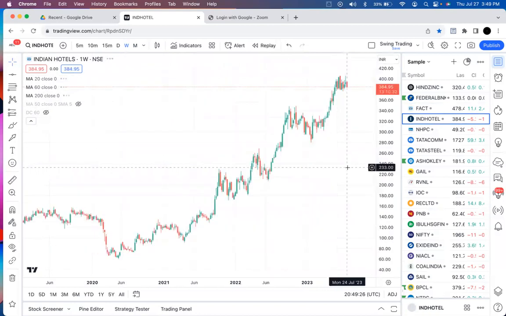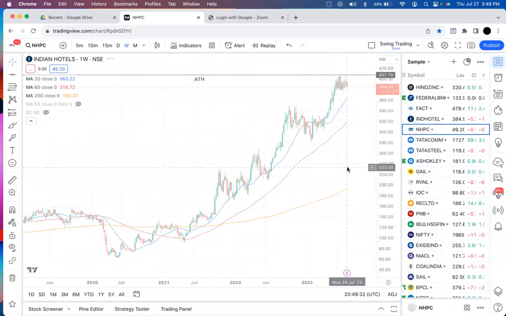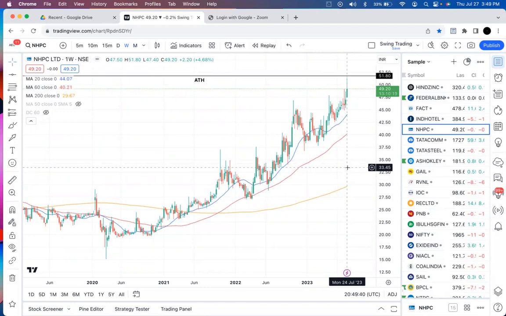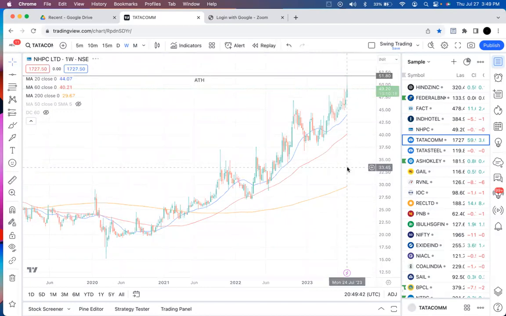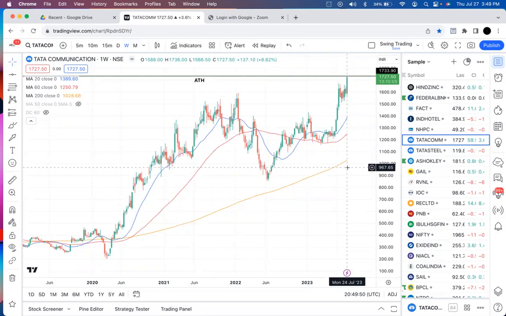All right. And Indian Hotels on the weekly looks good. The 20, the 60, and the 200 are lining up properly. And HPC, the 20, 60, and 200 are lining up properly, and that looks good as well. Tata Consumer. Yeah, no, Tata Communication. Did I say Tata Consumer? It's Tata Communication. Yeah, so the 20, 60, and 200 looking good.